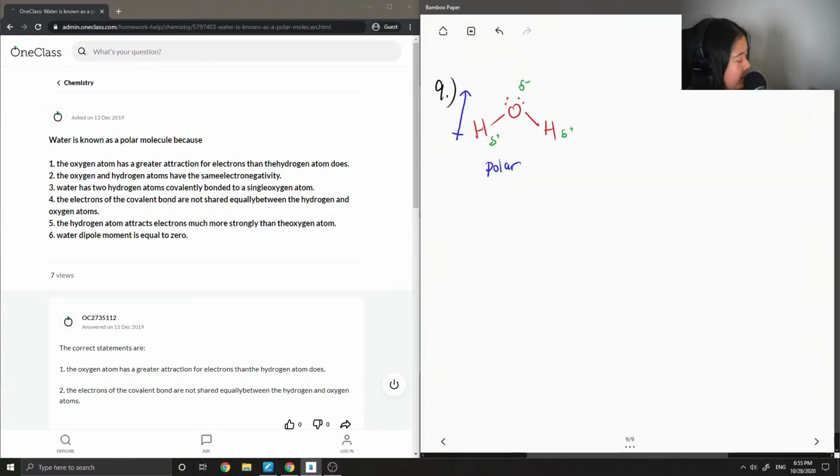Let's look at all the different options that they give us. They have 1, the oxygen atom has a greater attraction for electrons than the hydrogen atom does. So this solution is correct.